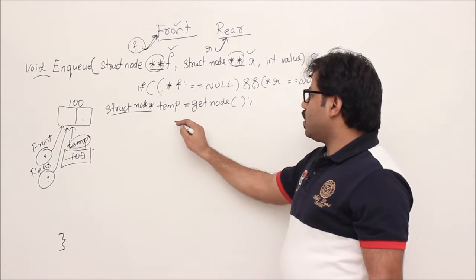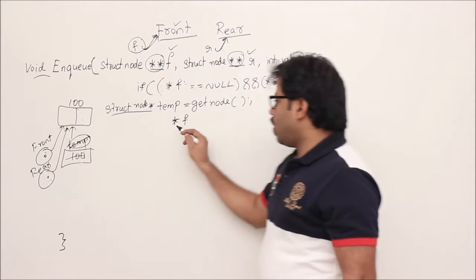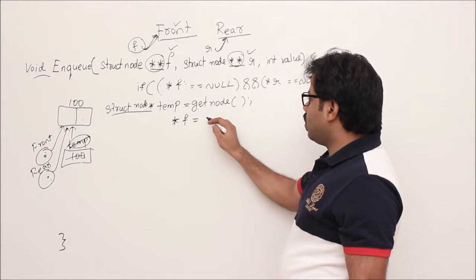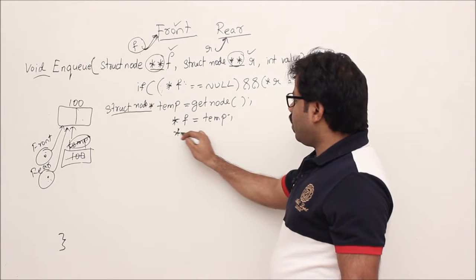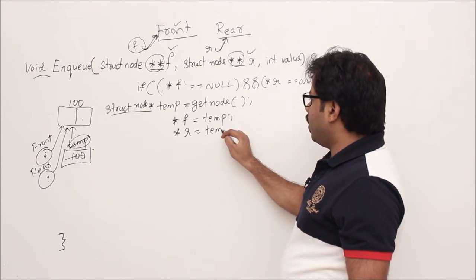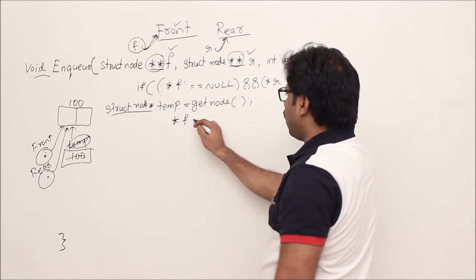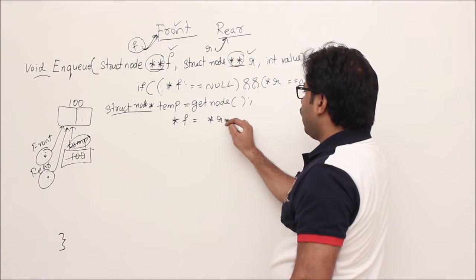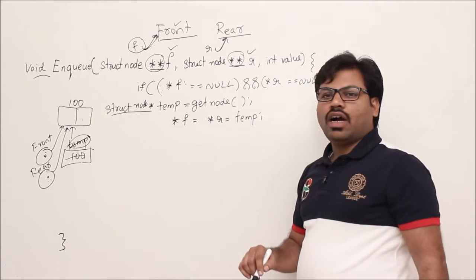That's why the logic is star F. We know front is star F. Star F equal to what? 100. 100 is temp. Similarly star R equal to temp. Okay, done. So we can do this entire thing in one line also if you want. What is that? Star F equal to star R equal to temp. Close. Okay. After that, anything else?